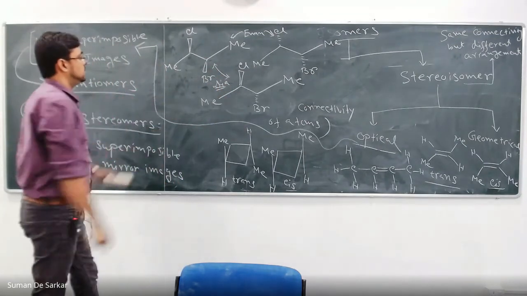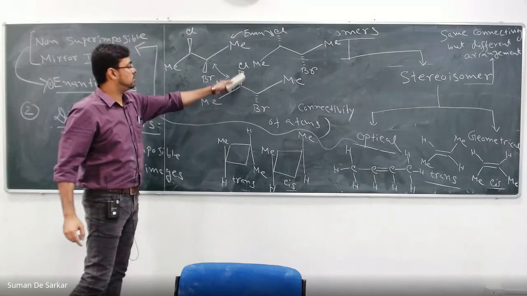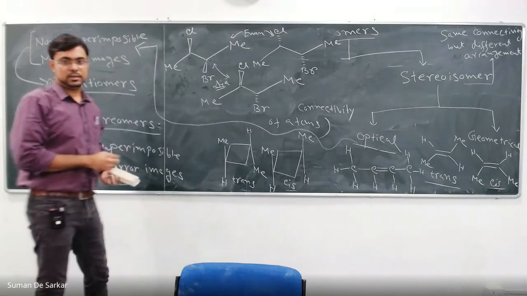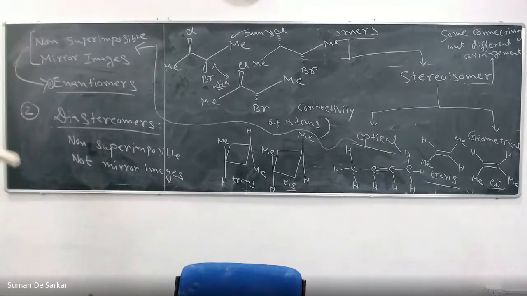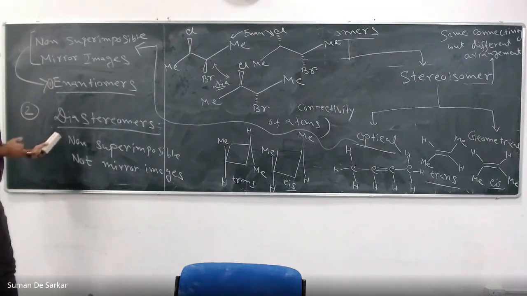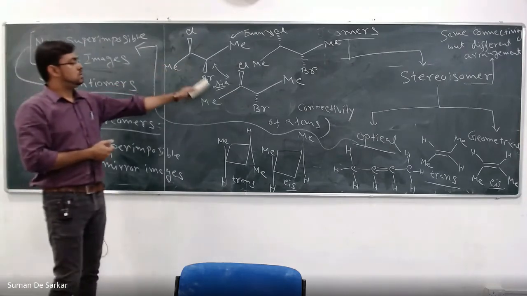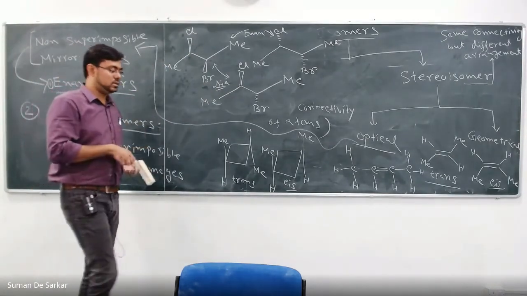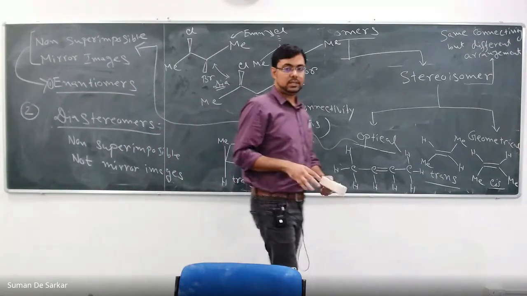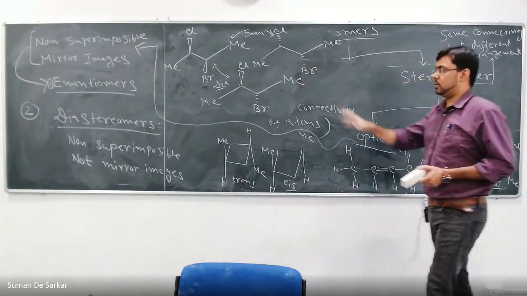But these two are actually diastereomers, because in one case chlorine is up and bromine is down, and in the other case both chlorine and bromine are up. So this is fulfilling the second criterion. The connectivity is of course the same, but they are non-superimposable and of course not mirror images. That's why these two are diastereomers. The judging of enantiomers and diastereomers will be much easier when we discuss all the drawings.